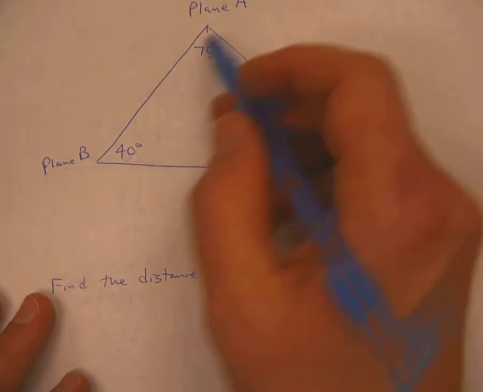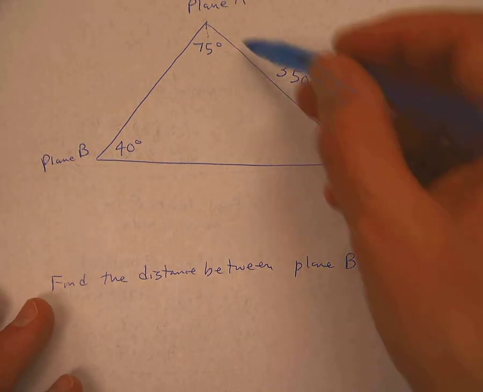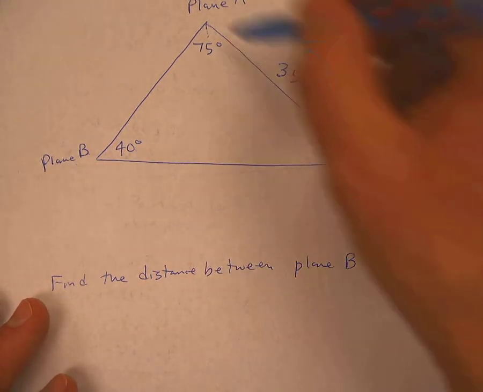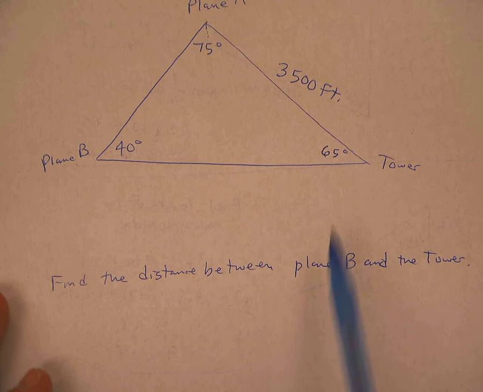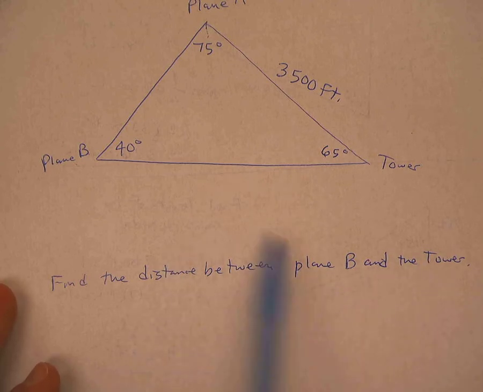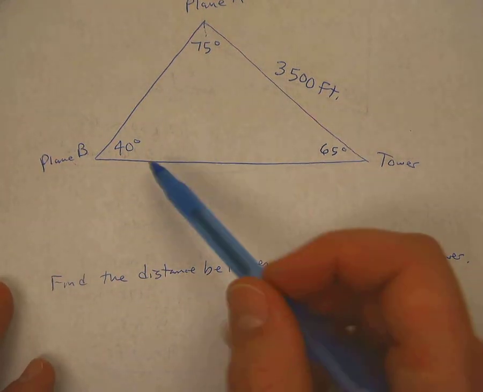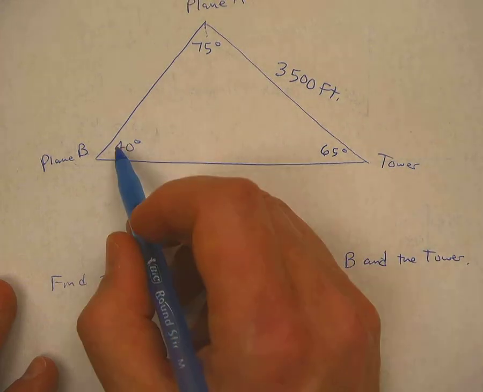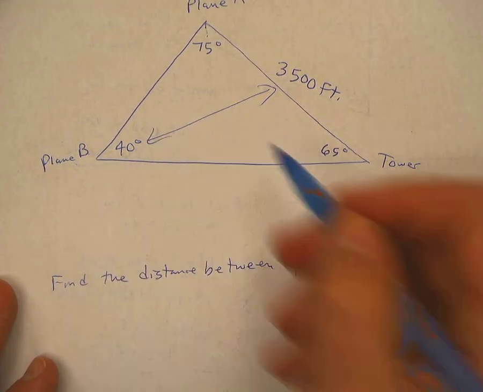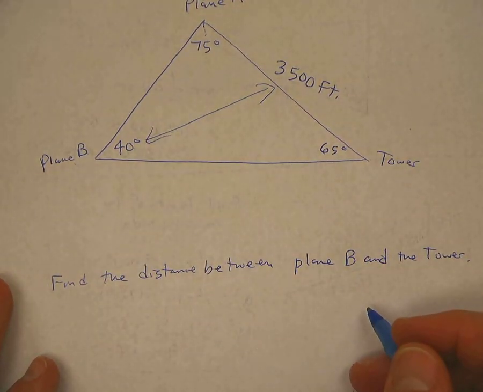We have a plane A, plane B, and a tower. We know these angles are correct, and we know the side. We want to find the distance between plane B and the tower and between the two planes. So first of all, I know an opposite side and opposite angle, so that means I'm going to use law of sines.